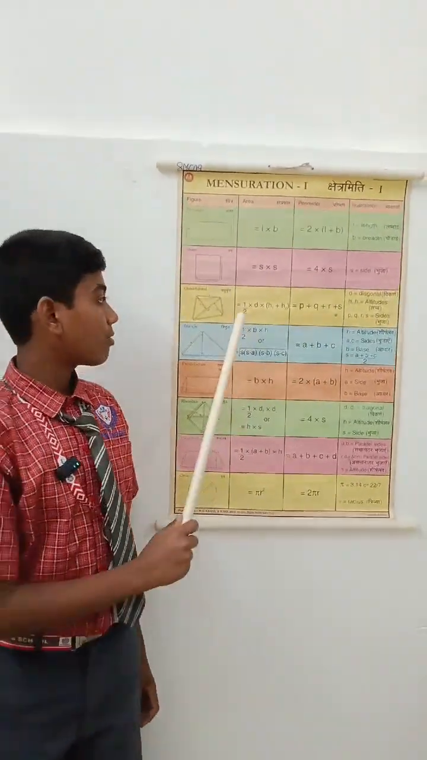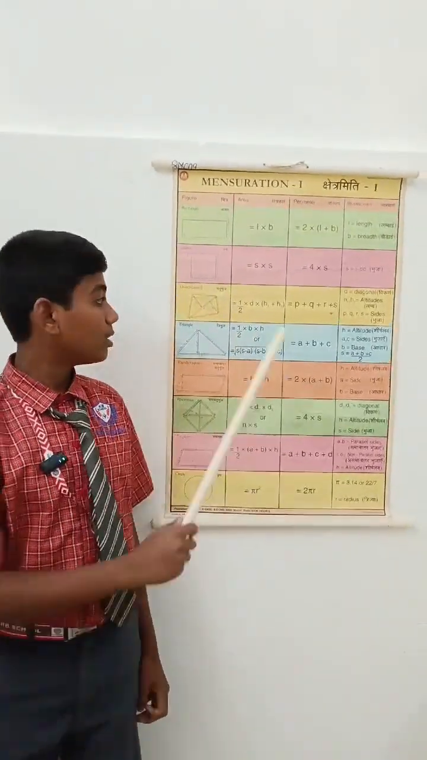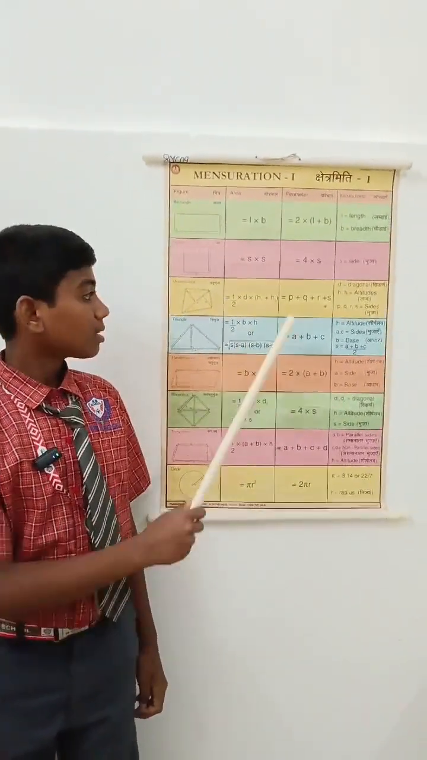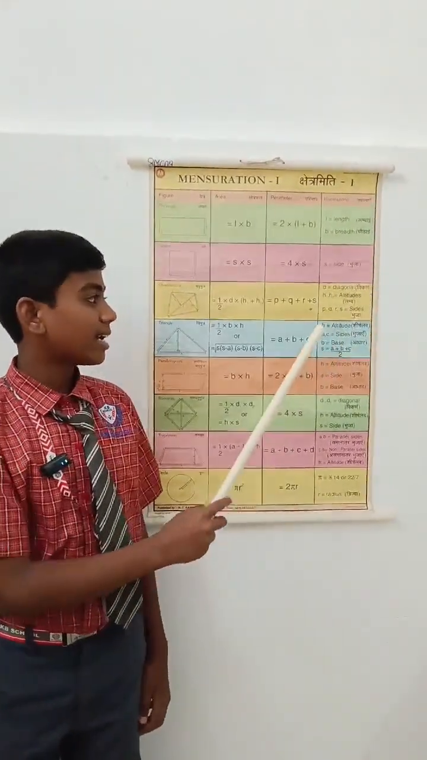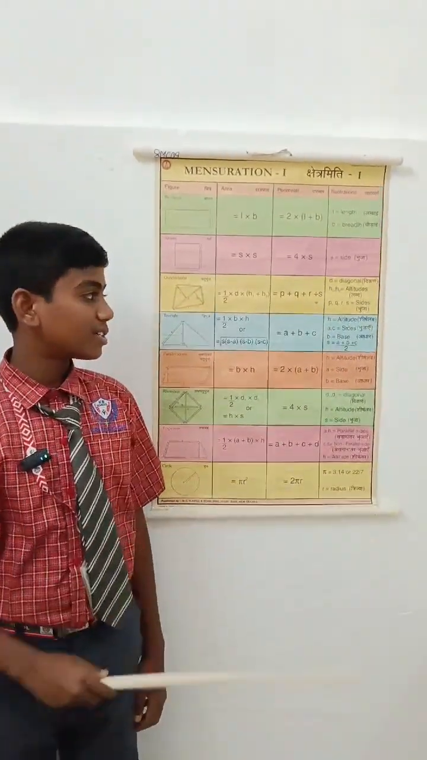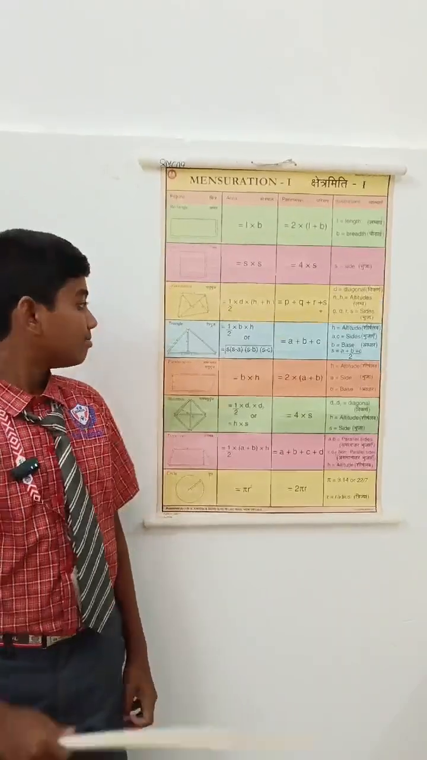Quadrilateral. Area of quadrilateral: half into D into (H1 plus H2). Perimeter of quadrilateral: P plus Q plus R plus S, where D is equal to diagonal, H1 H2 is equal to altitudes, PQ RS is equal to sides.